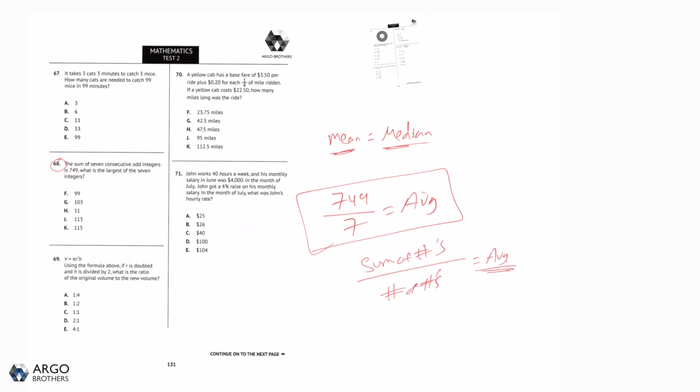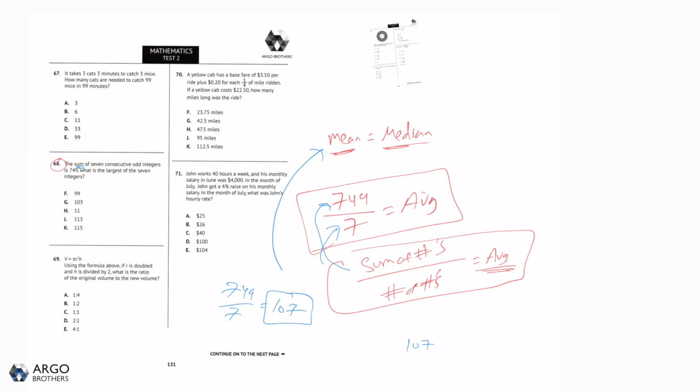So this is a rule over here, okay? I'm just plugging in the information that I'm given in this problem. The sum of 7 consecutive integers is 749, therefore my sum is 749, and I have 7 numbers. Then I can find out my average. 749 divided by 7 is equal to 107. And if I know that my rule is that the mean is equal to the median in a consecutive series, I know that 107 is my middle value.